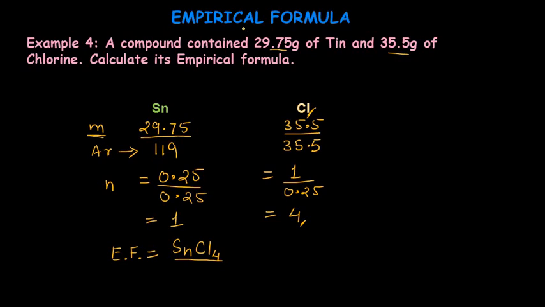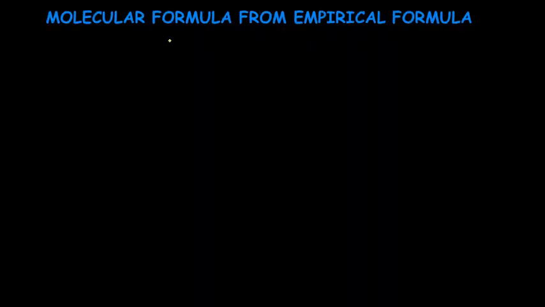So this is how we can calculate the empirical formula either by the percentage by mass of a given element in a compound, or if we know the mass of that element in the compound, we can both ways find the empirical formula by the same method. That is, first dividing the mass by the relative atomic mass and then finding the ratio by dividing with the smallest number to get the empirical formula. Next, let's see how to calculate the molecular formula from the empirical formula.